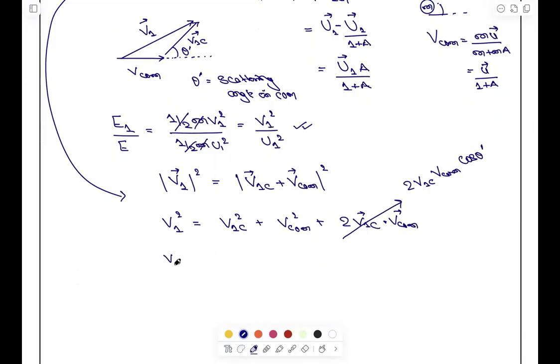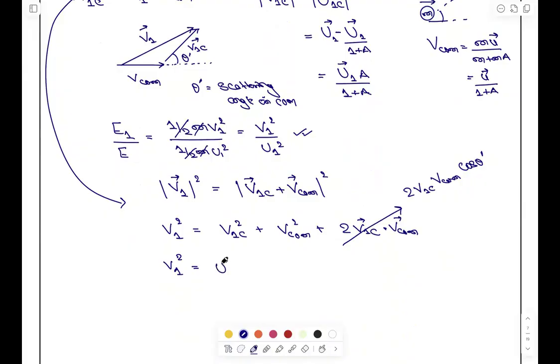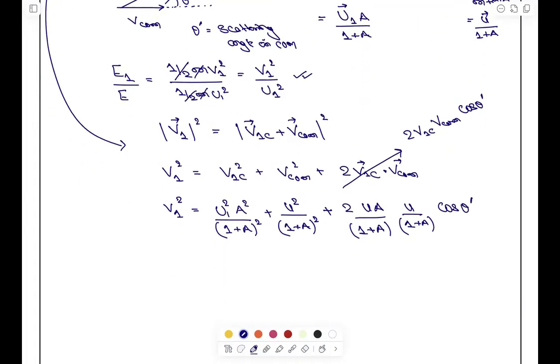Now v1 square, what is v1c square? You can here v1c square is equals to u1c square, and u1c square is equals to this. So you can simply write that it will be u1 square a square upon 1 plus a ka whole square. What is v center of mass square? Here we have found already. So u square upon 1 plus a ka whole square plus 2. What is v1c? Just we have written ua upon 1 plus a, and it is simply u into 1 plus a cos theta dash.